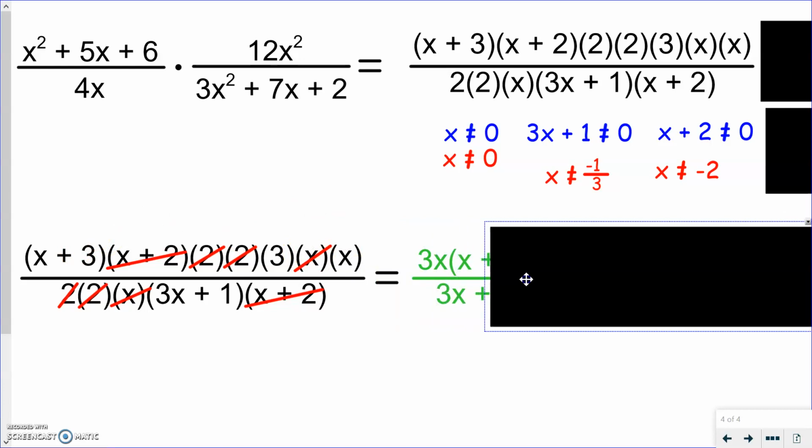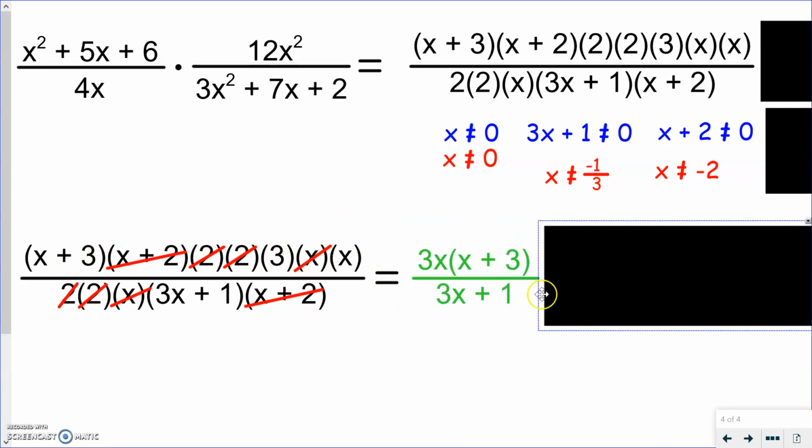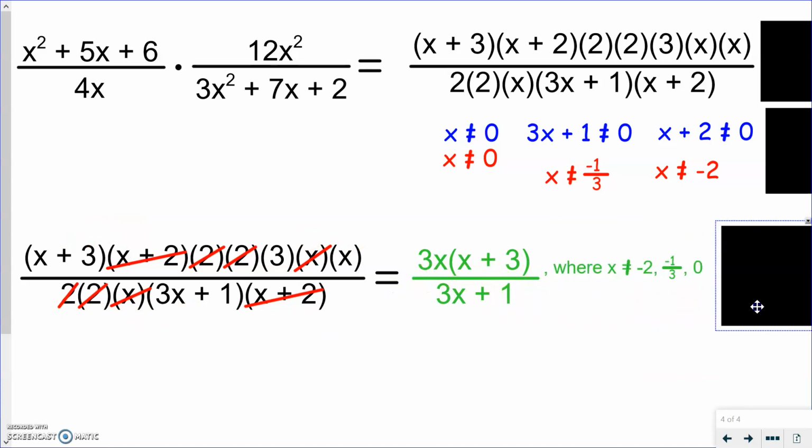You should put the single thing first. Oh, and the 3. So I multiply the single things, 3 and x, multiply to get 3x, and then leave this x plus 3 in parentheses. On the bottom is just 3x plus 1. There's nothing else to multiply, so it does not need parentheses. Then you write your restrictions.